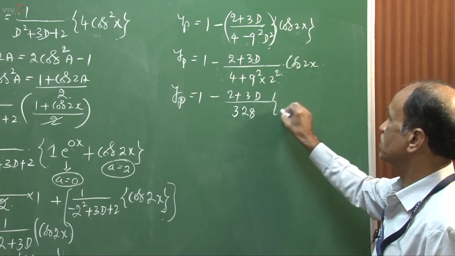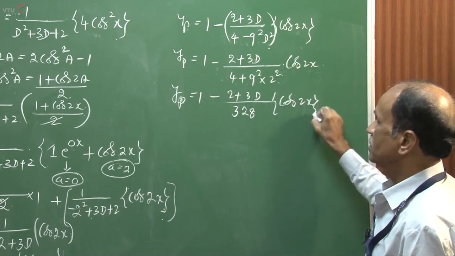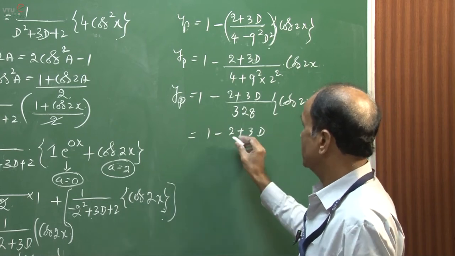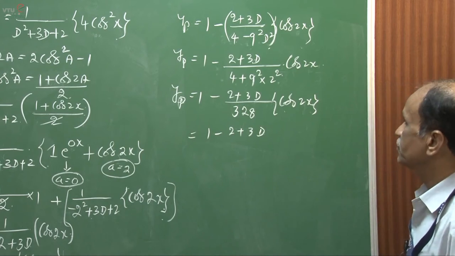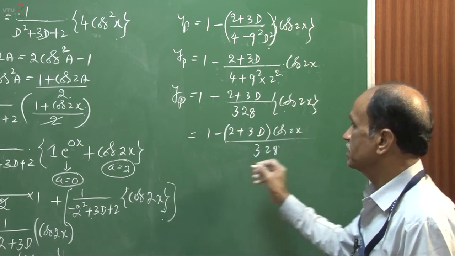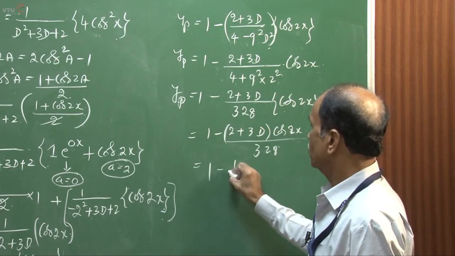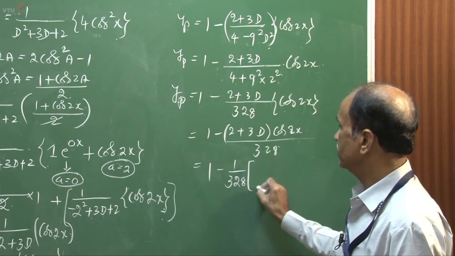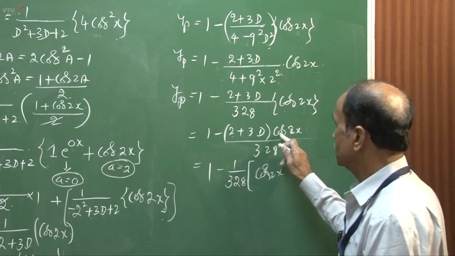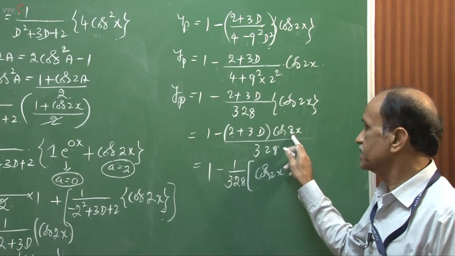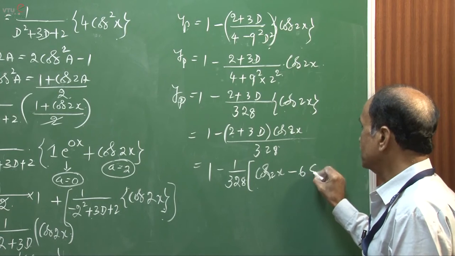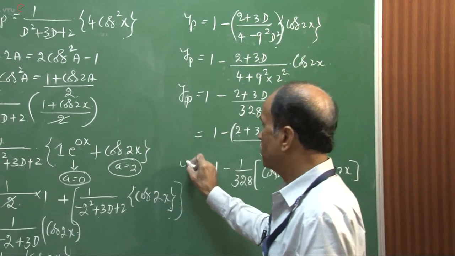Then you can operate this on cos of 2x, that is equal to 1 minus 2 plus 3d, which is to be operated for differentiation with this value, whole divided by 328, that is cos of 2x. Therefore, cos of 2x, 1 minus 1 by 328 and multiplied by 2 is multiplied to cos 2x. You can write cos 2x, and its differentiation is minus sin 2x, minus 2 sin 2x, leaving the coefficient 2 outside, that makes minus 6 times sin of 2x. This is for yp.